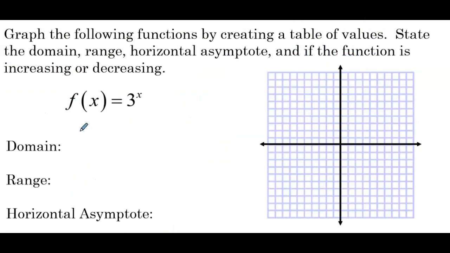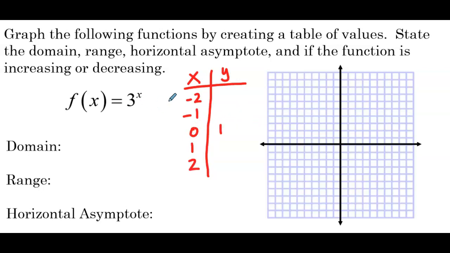Same directions. Now we're going to graph f of x equals 3 to the x. So we'll set up our table of values. So we'll go -2, -1, 0, 1, 2. So 3 to the 0 is 1. 3 to the first is 3. 3 squared is 9. 3 to the negative first is 1/3 to the first, which is 1/3. And then similarly, if we plug in -2, we're going to get 1/9.